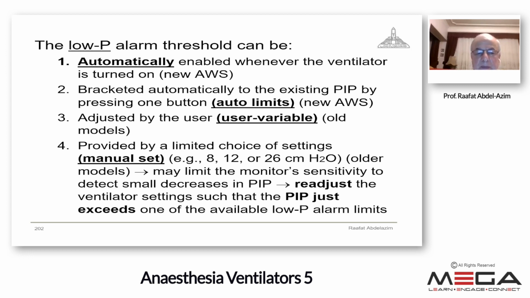In all the ventilators, we have preset values of low limits of peak inspiratory pressure alarm, for example, 8, 12, or 26 centimeter water, which we cannot change. But how to manage this situation? We will see the peak inspiratory pressure of this patient and readjust, using 8, 12, or 26, whatever the values in this ventilator, use the one that is just below the peak inspiratory pressure of this patient.